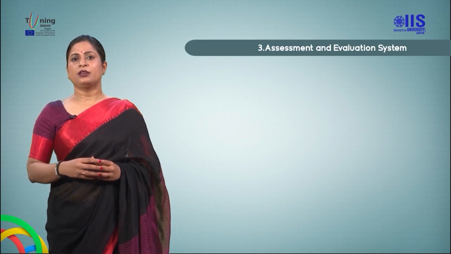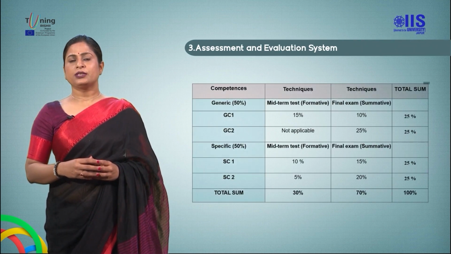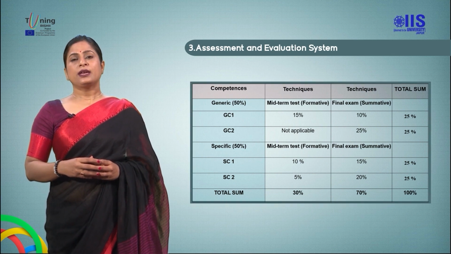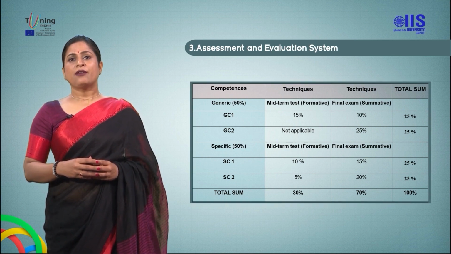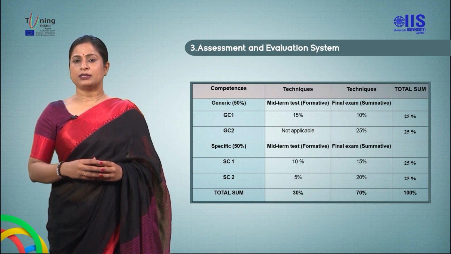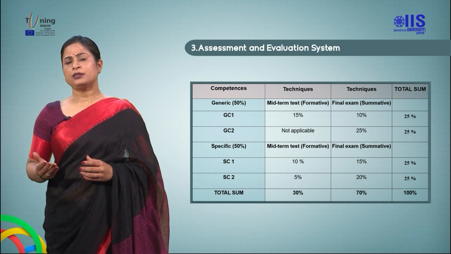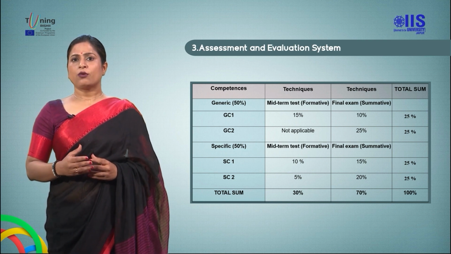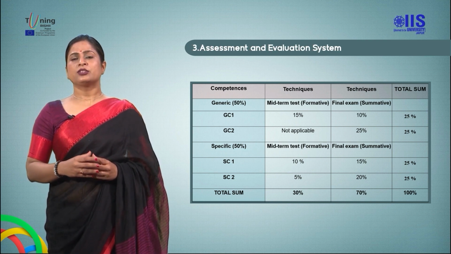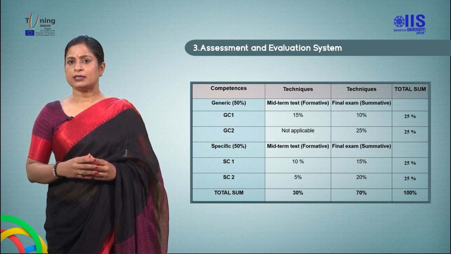The third section includes assessment and evaluation system of the student learning guide. We can see that in this course, we have given equal weightage to generic and specific competencies, which is 25% in this case. In this course, we can see that the generic competency 2 is not assessed in formative assessment.